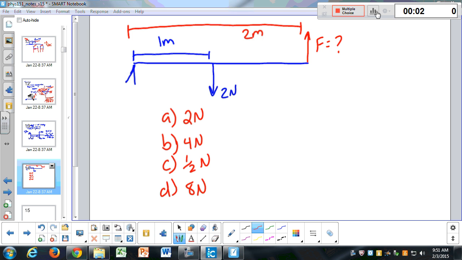What is the force required to make this so that the sum of the torques equals 0, so that it doesn't rotate? For this to be an equilibrium, for it not to move. Would that be 2 newtons, 4 newtons, a half newton, or 8 newtons?